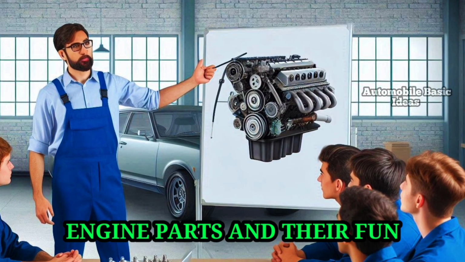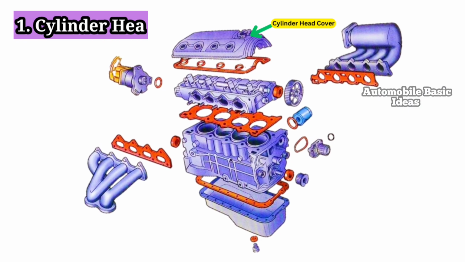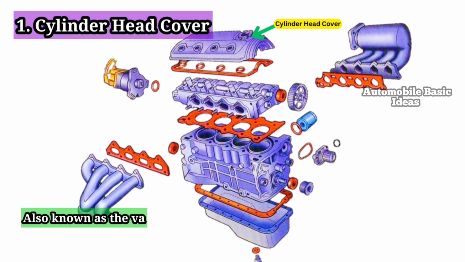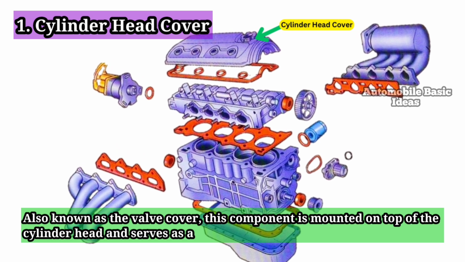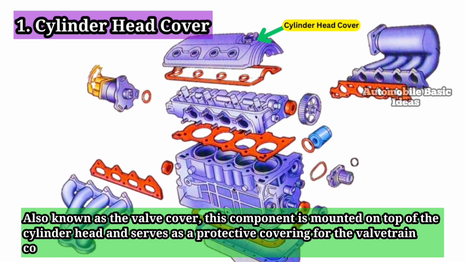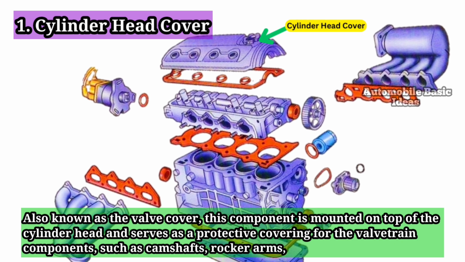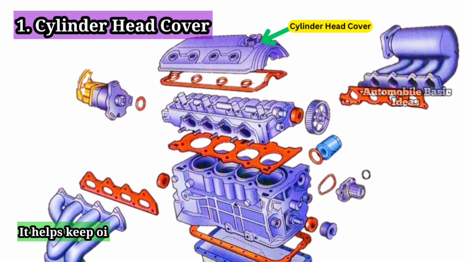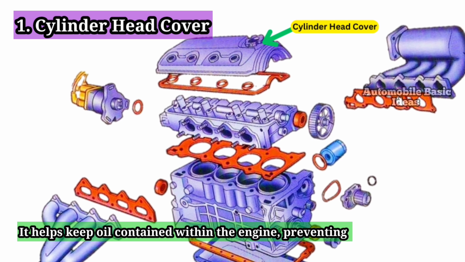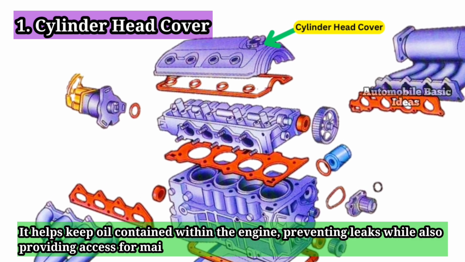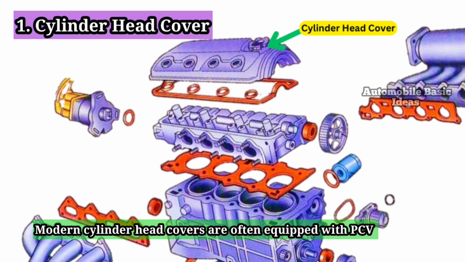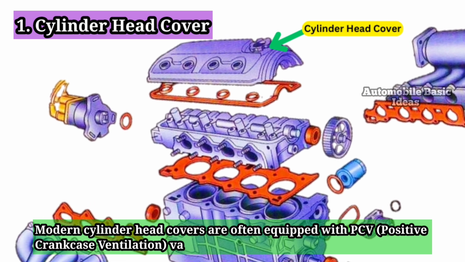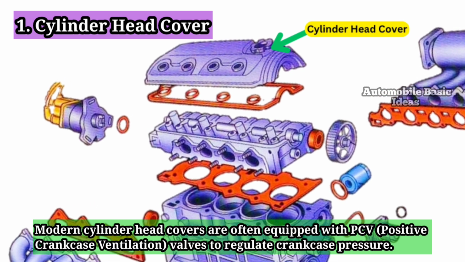Engine parts and their functions. 1. Cylinder head cover. Also known as the valve cover, this component is mounted on top of the cylinder head and serves as a protective covering for the valve train components, such as camshafts, rocker arms, and valves. It helps keep oil contained within the engine, preventing leaks while also providing access for maintenance. Modern cylinder head covers are often equipped with PCV, positive crankcase ventilation, valves to regulate crankcase pressure.